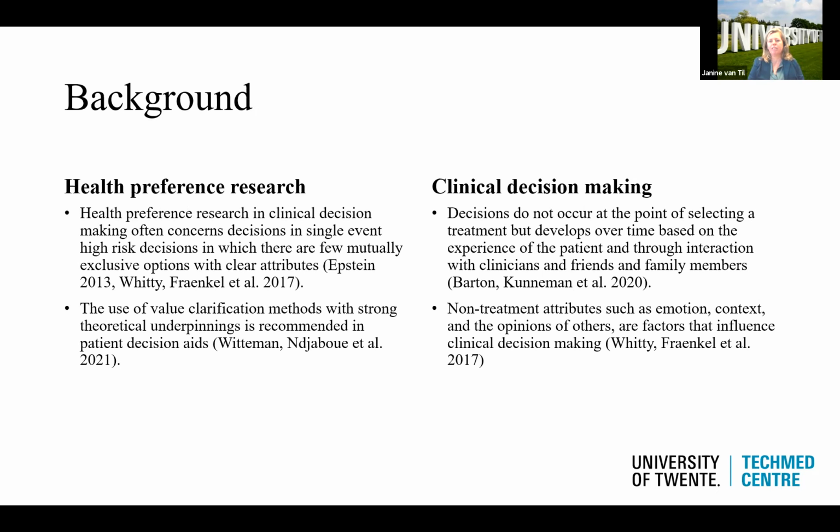When we look at examples in the literature on health preference research, we often find examples of preferences elicited in decisions that are single event, high risk decisions, where it's not clear what the best option is, but in which there are few mutually exclusive options which patients can choose from. And that there is a role of health preference research in clinical decision making can be supported by the fact that the use of health preference methods with stronger theoretical underpinnings than currently is the case is recommended to be used as value clarification methods in patient decision aids.